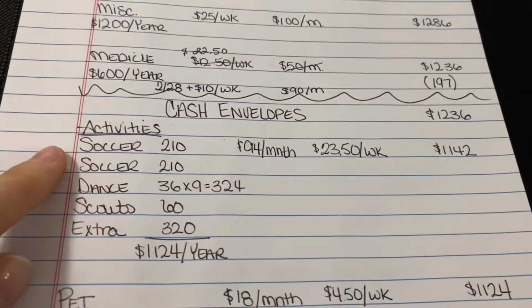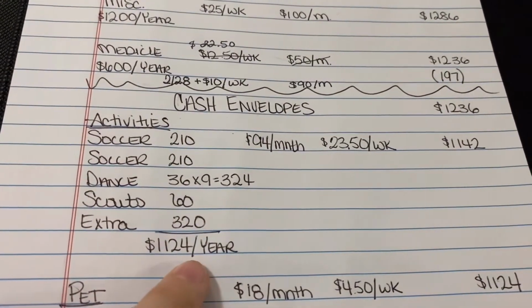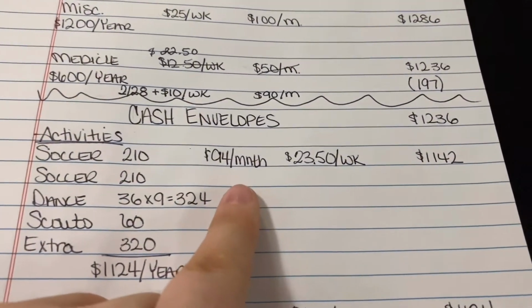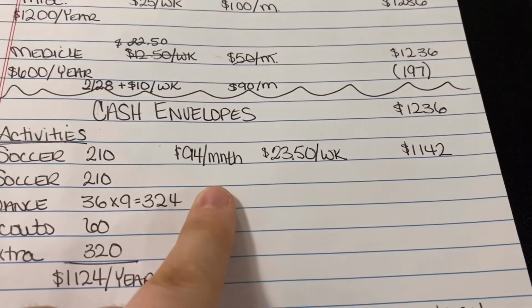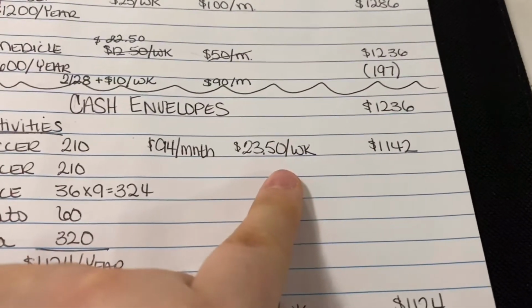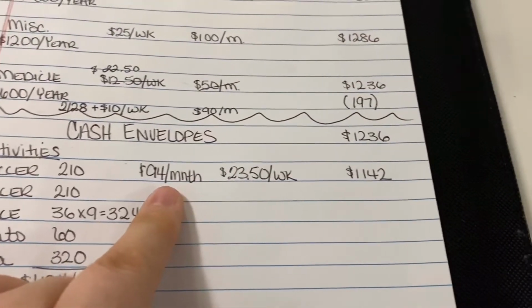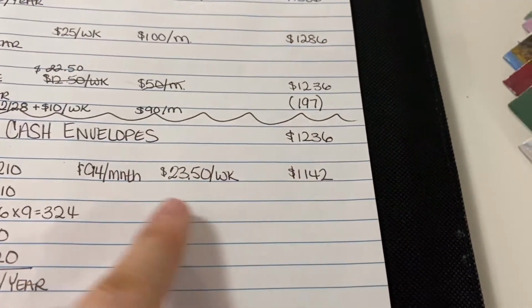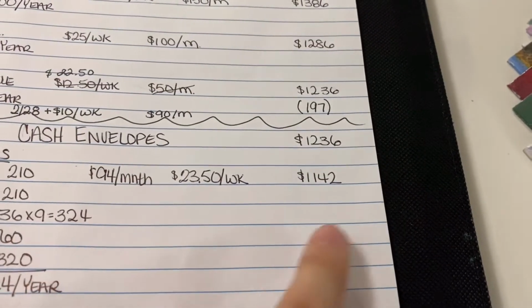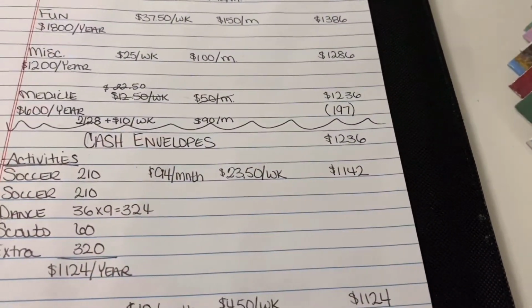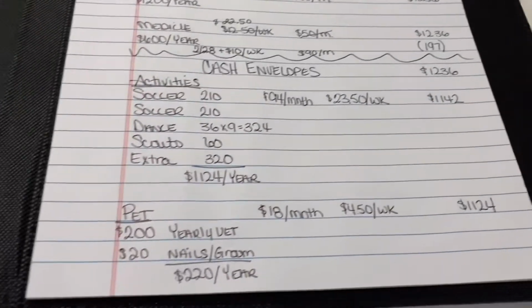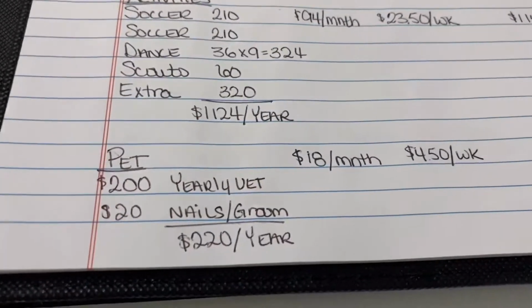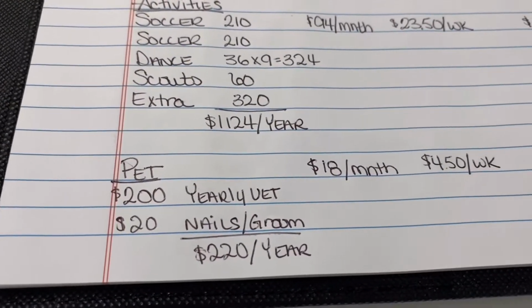I then take and add them all up to find the yearly amount. Then divide that up to figure out how much it is per month and per week. When subtracting, we use our leftover money per month and subtract the monthly amount. That then leaves us with the amount that we need for our next cash envelope. Our next cash envelope we did was our pet, Thor.